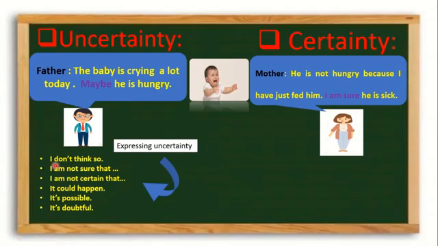For example, you can say, "I don't think so. I am not sure that. I am not certain that. It could happen. It's possible. It's doubtful." For example, somebody asks you, "Do you think that John will stop smoking next month?" "I don't think so. I am not sure that John will stop smoking next month. I am not certain that John will stop smoking next month." Or you can say, "It could happen. It's possible. It's doubtful."